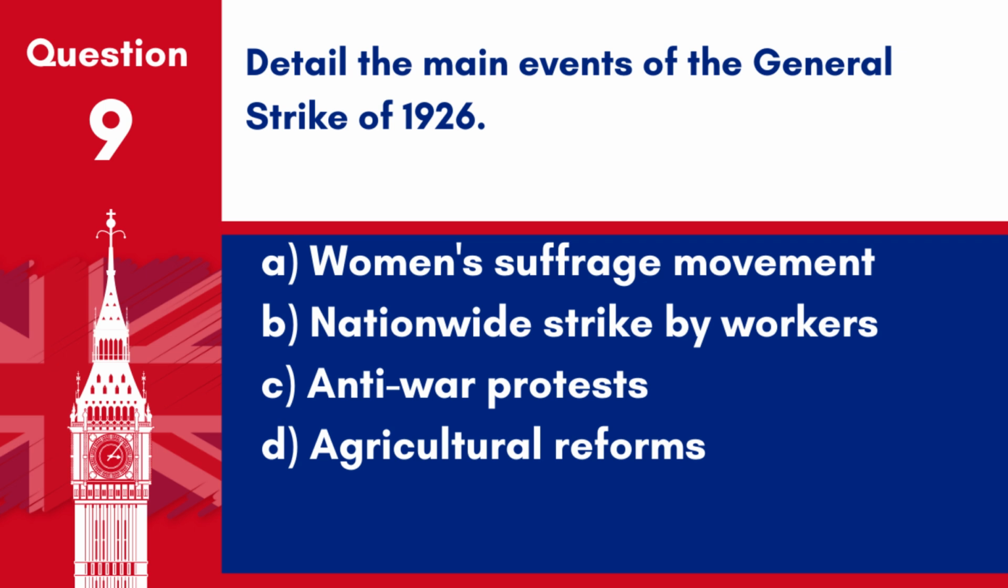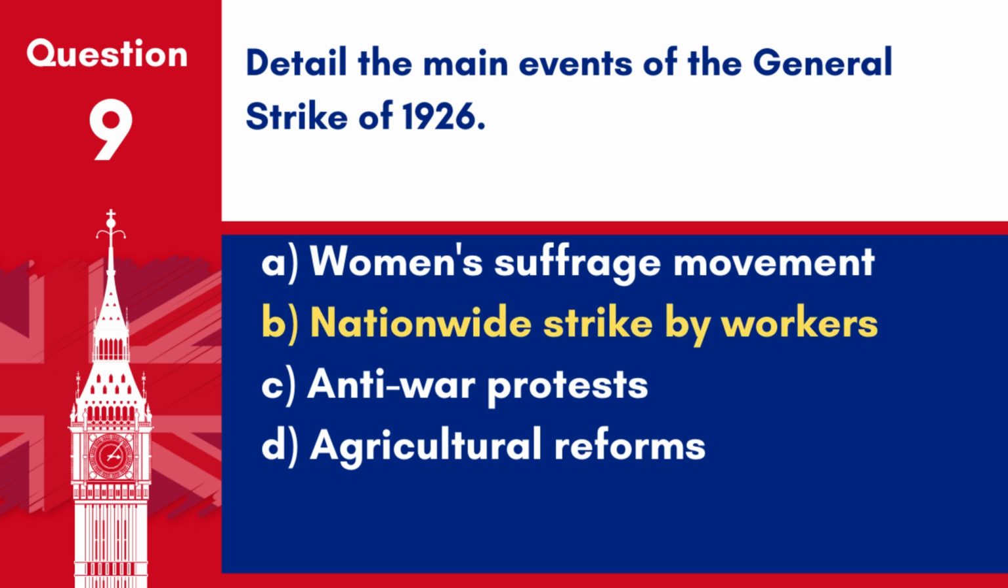Question 9. Detail the main events of the general strike of 1926. A. Women's suffrage movement. B. Nationwide strike by workers. C. Anti-war protests. D. Agricultural reforms.